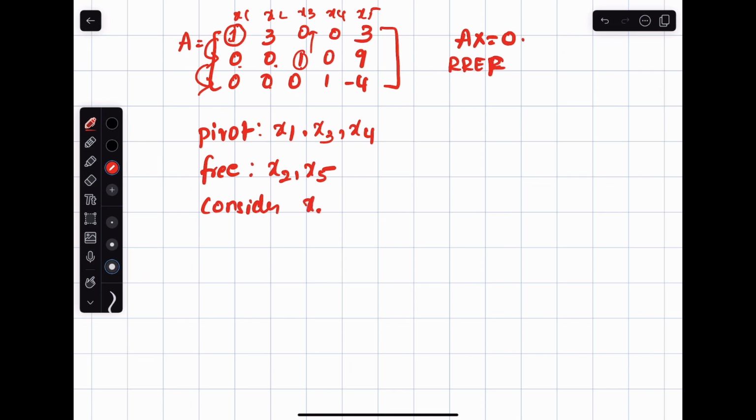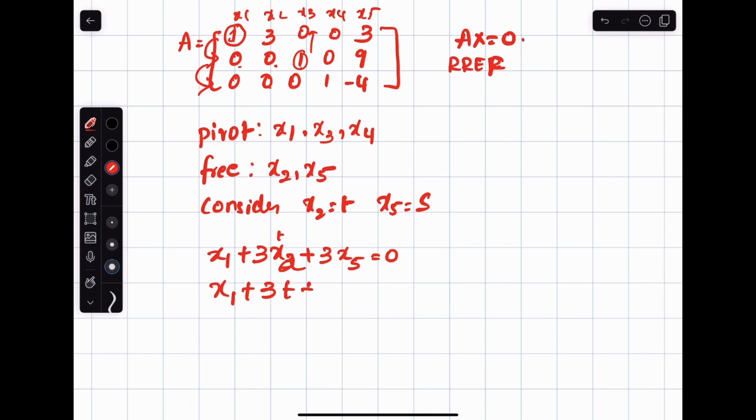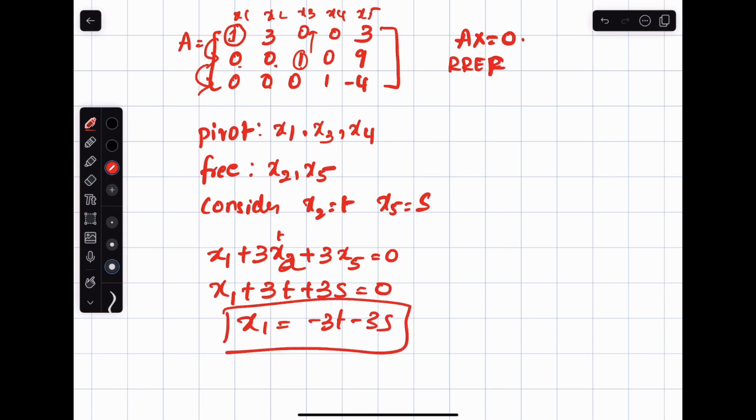So let us consider x2 is equal to t and x5 is equal to s. These are the assumptions that we are going to make. Now let us write the equations of the matrix. So it is x1 plus 3 times x2 plus 3 times x5 is equal to 0. Let me replace x2 and x5 with t and s. x1 plus 3t plus 3s is equal to 0. So x1 is equal to minus 3t minus 3s. So we got the equation for x1.